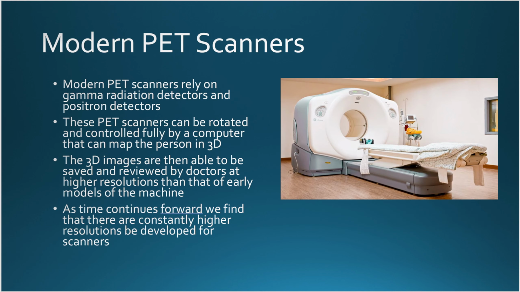Now we want to switch to our modern day PET scanners from around 1990 up to the present. So modern PET scanners rely specifically on gamma radiation detectors and positron detectors. These PET scanners can be rotated and controlled fully by a computer that can help map the person in 3 dimensions. This is new compared to that of the previous PET models, and I think is still a developing field as we speak. So, the 3D images that they produce are then able to be saved and reviewed by doctors at higher resolutions than that of earlier models of the machine.